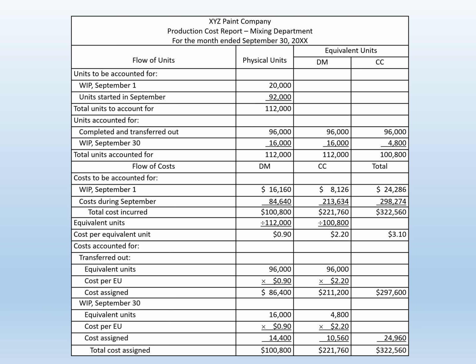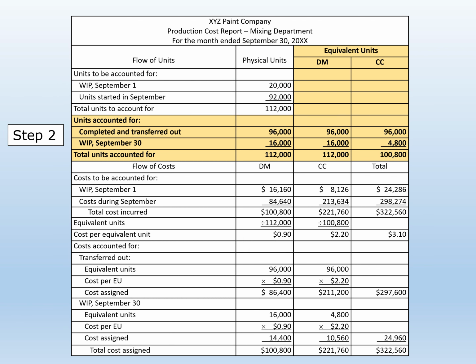This is the production cost report for the mixing department at XYZ Paint Company for the month of September. It looks very confusing, but in fact, we have already done everything that is on this report. Let me show you. Up here, we see step 1 of our 4-step procedure, where we determined the total number of units on the input side and the total number of units on the output side.